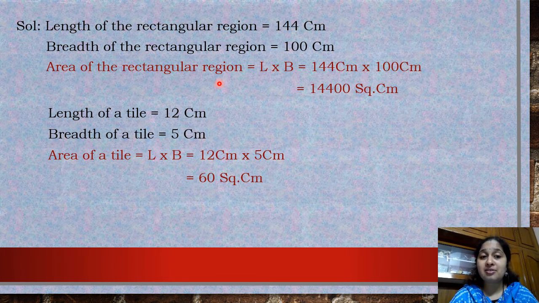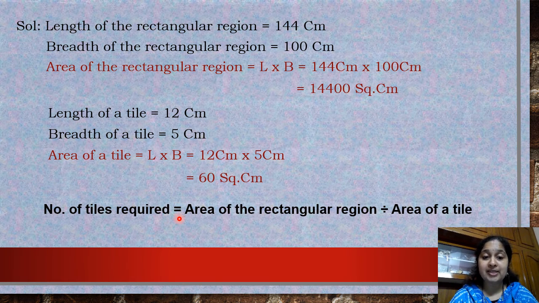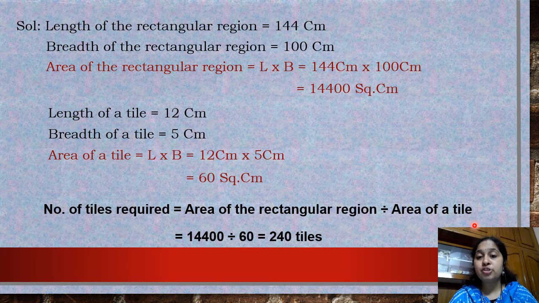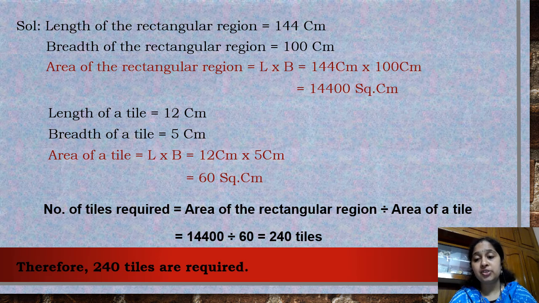So now we got the area of the rectangular region. We got the area of the tile. So what is the number of tiles required? The number of tiles required is nothing but the area of the rectangular region divided by the area of a tile. So what is it? 14,400 divided by 60. So what is the answer, children? 240 tiles. Therefore, 240 tiles are required to fill this rectangular region. I hope you understood this sum, children.